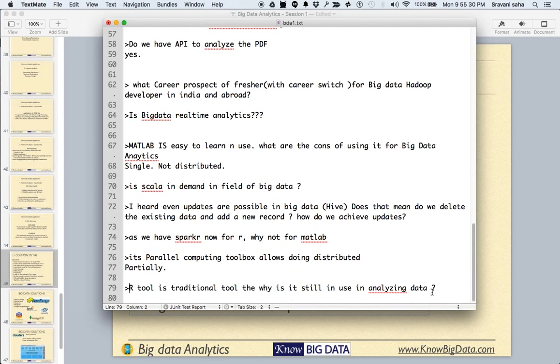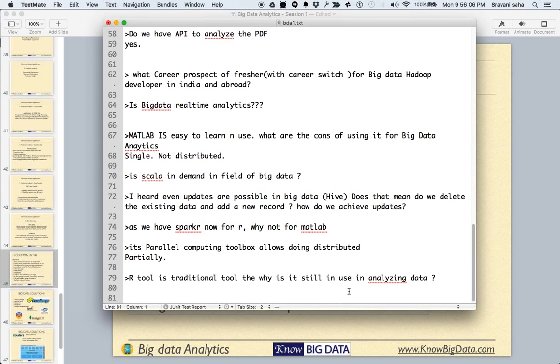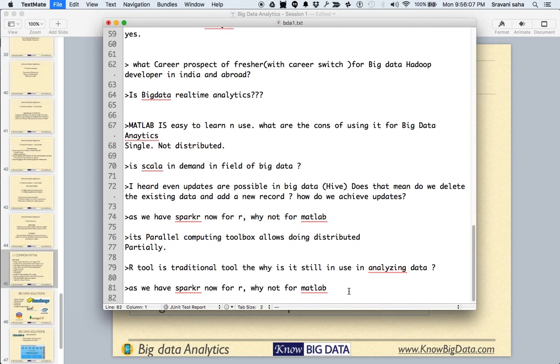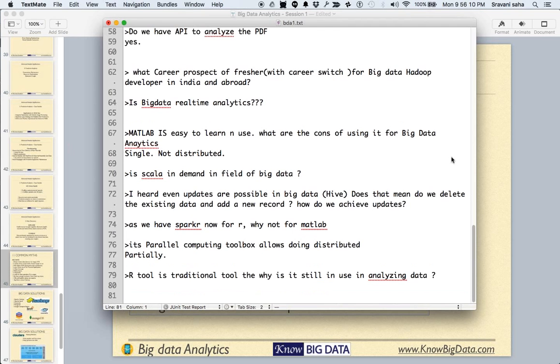The question from Pranav is, R is a traditional tool, so why is it still used in analyzing data? It is used in analyzing small data. The good part about R was that it has great support from all across the world, and it was great for analyzing small data. Luckily, some people realized that they could convert R programs into a distributed form with minimal effort, and that's where they devised SparkR. That's why the language has been revitalized. I hope I have answered your question.